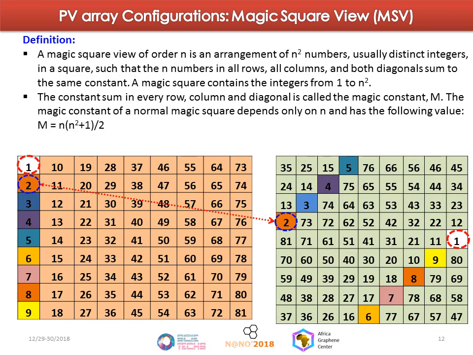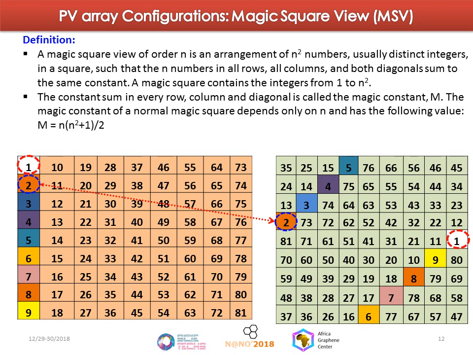Another type of PV array configuration is called a magic square. A magic square is an n by n square grid filled with distinct positive integers in the range 1 to n squared, such that each cell contains a different integer, and the sum of the integers in each row, column, and diagonal is equal. The sum is called the magic constant or magic sum of the magic square. A magic square view pattern shown in the figure is chosen for the study to show that the magic square view configuration enhances PV power generation.